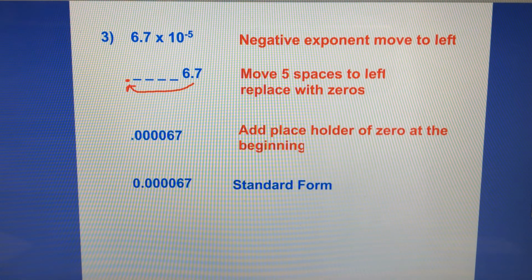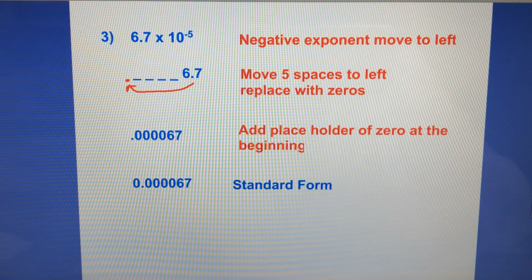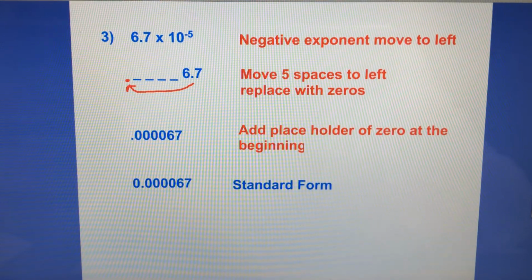6.7 times 10 to the negative 5, negative exponent, move it to the left, 5 spaces to the left, replace all those empty spaces with zeros, and now add your placeholder at the beginning. Now it is written in standard form, your answer.